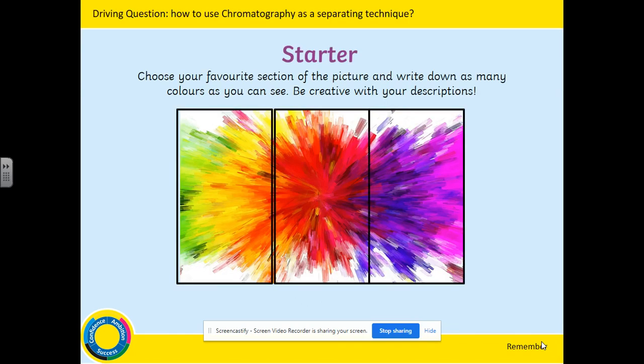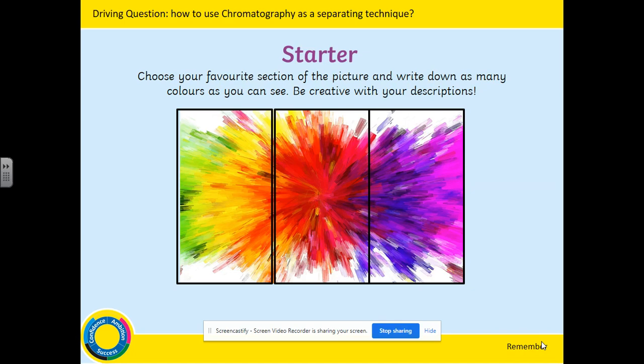Today's driving question. Now, this is a question that you should be able to answer by the end of the lesson. The question is how to use chromatography as a separating technique. Let's read that question again. How to use chromatography as a separating technique.